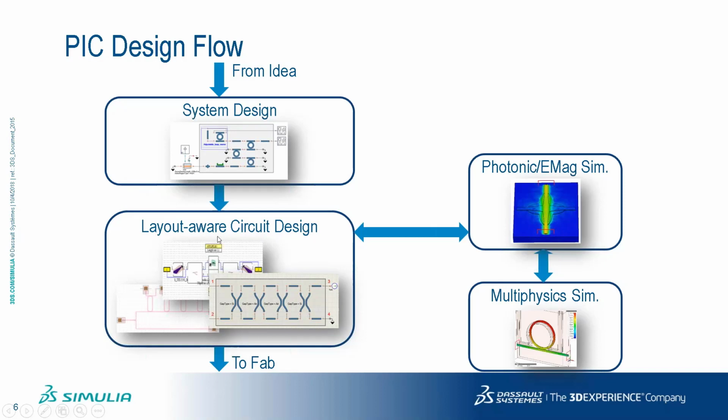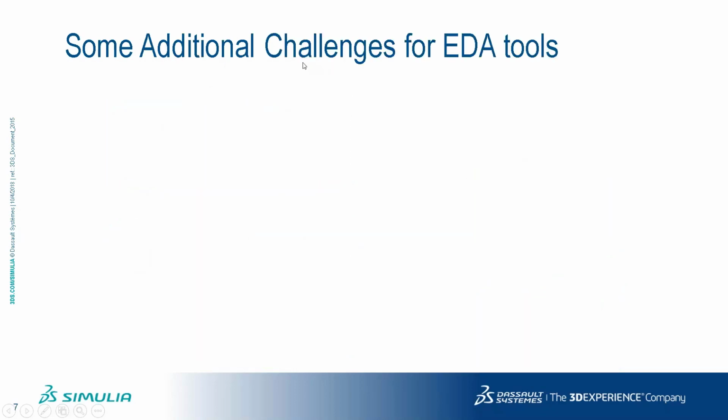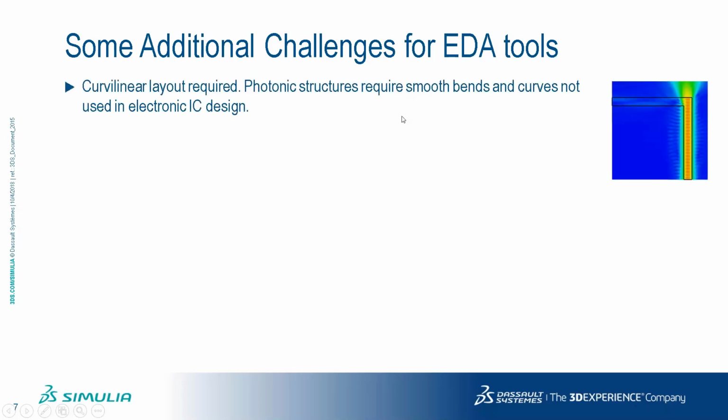In addition to this modification here, where you have to treat layout and circuit design as one step, there's some additional challenges or differences for the photonics design compared with the electronic design automation tools, which means that just using existing EDA tools is not sufficient. Instead, you need specialized tools for photonics design. And some of those challenges are that you need to use curvilinear layout. So if you do an electronic design, you typically have just 90-degree bends. Makes it a lot easier for the layout and stuff like that.